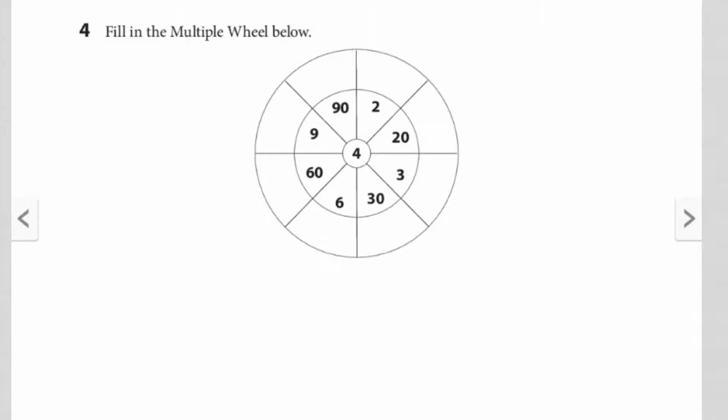For the multiples wheel at the bottom, we're looking at, again, a pairing of 2 and 20, 3 and 30, 6 and 60, 9 and 90. So once you do, for example, 4 times 2, we're going to write 8. That's the same thing as saying times 10, so we know 8 times 10 is 80.